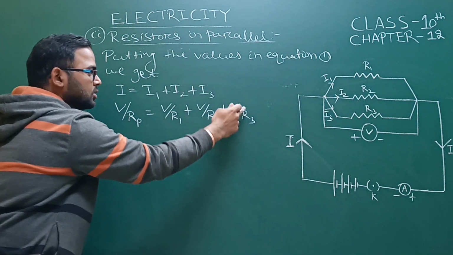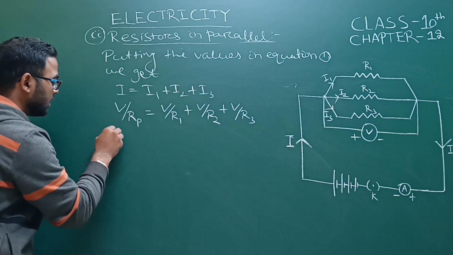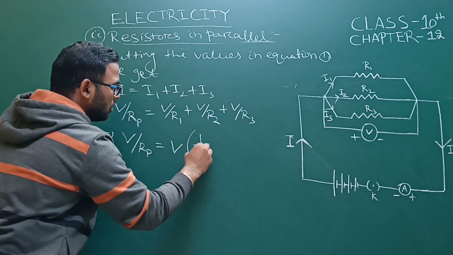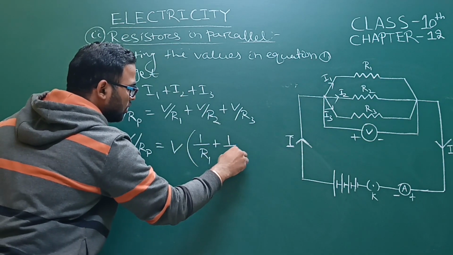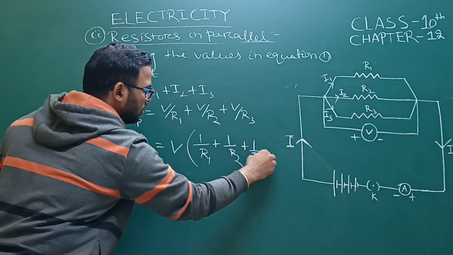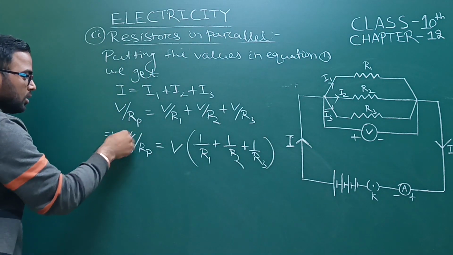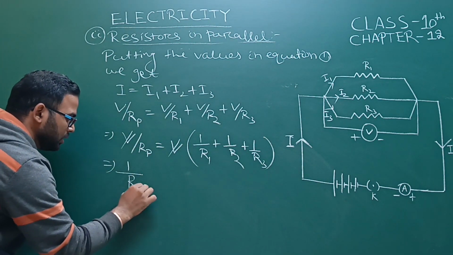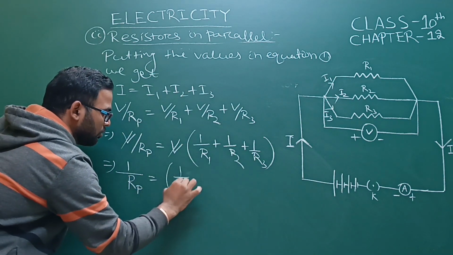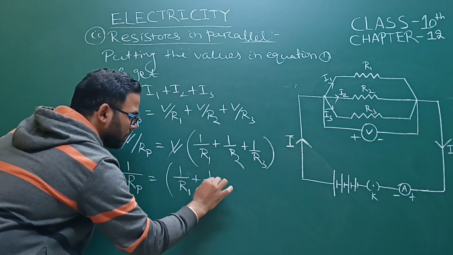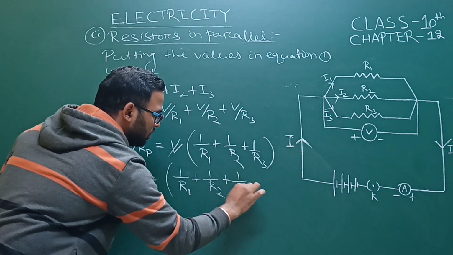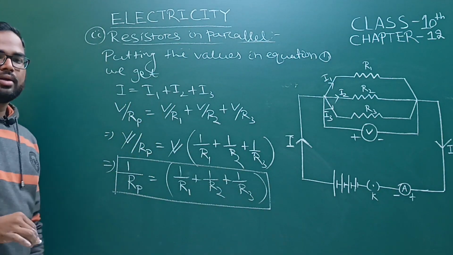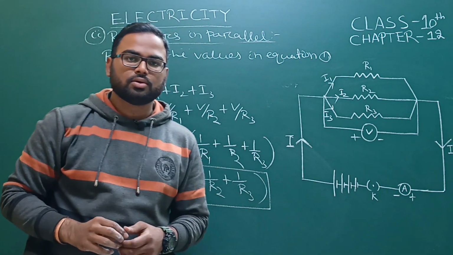In these 3 terms, V is common, so we will take it out. V by Rp is equal to V whole into 1 by R1 plus 1 by R2 plus 1 by R3, okay? Here V and V cancel out, so 1 by Rp is equal to 1 by R1 plus 1 by R2 plus 1 by R3. This is the required equation for parallel combination of resistors, okay?